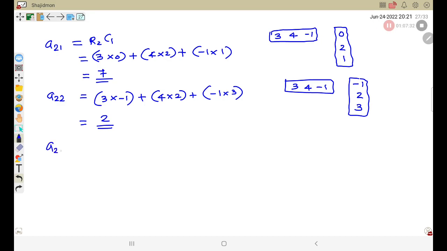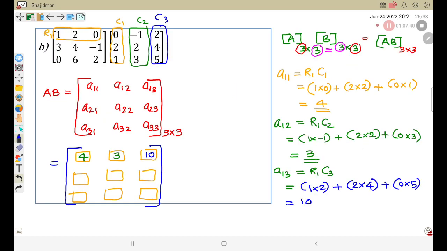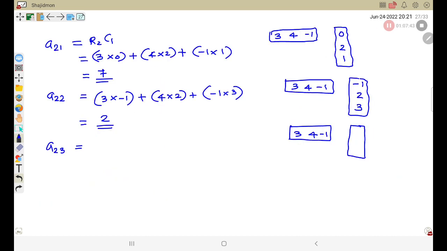Now A23. Second row same: 3, 4, minus 1. But what is column number 3? 2, 4 and 5, correct? So we can write 3 multiply 2 plus 4 multiply 4 plus minus 1 multiply 5. 3 multiply 2 means 6, 4 multiply 4 means 16, plus minus 1 multiply 5 means minus 5. So you will get 17. So second row we got 7, 2, 17.